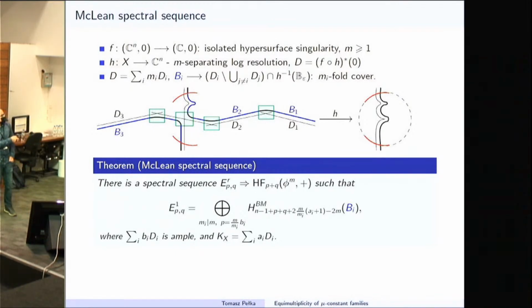Now the spectral sequence which we call the McLean spectral sequence asserts that there is a spectral sequence converging to the Floer homology, so that in the first page you'd see the Borel-Moore homology of the B_I which correspond to the fixed points of the nice representative of the monodromy. So to those i's such that M_i divides m. And this is some strange shift that you don't really need to care about right now.